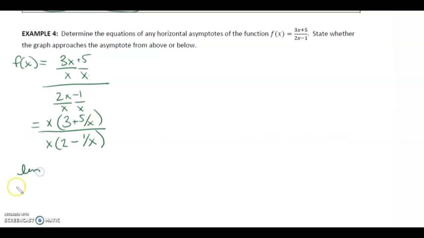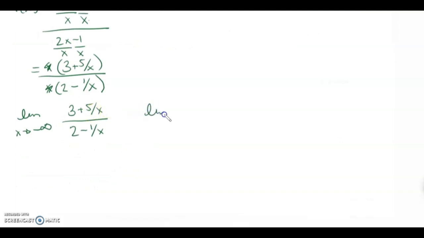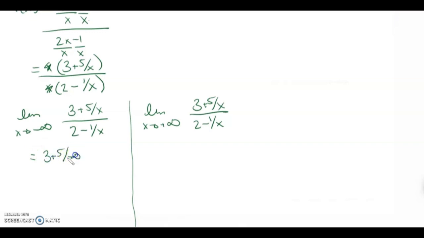So let's do the limit as x approaches negative infinity. So these x's cancel out, and now we have 3 plus 5 over x over 2 minus 1 over x. We're also at the same time going to check the limit as x approaches positive infinity of the exact same function. So when we sub in negative infinity, we get 3 plus 5 over negative infinity over 2 minus 1 over negative infinity. These two tend to 0, and we get 3 over 2.